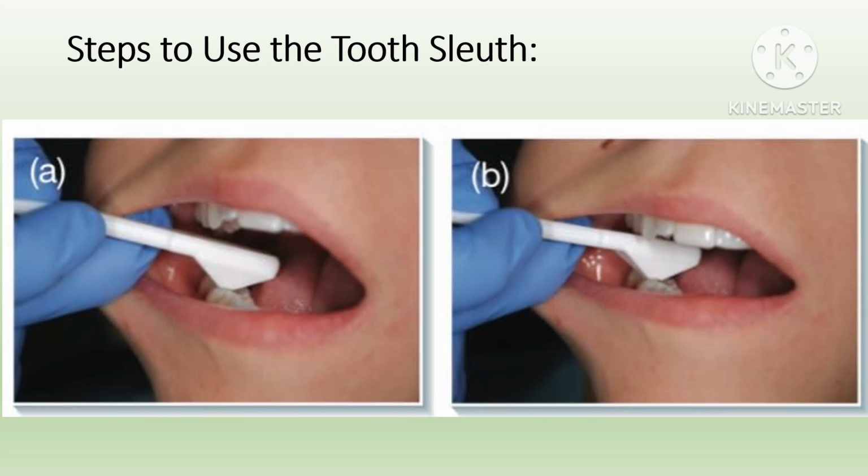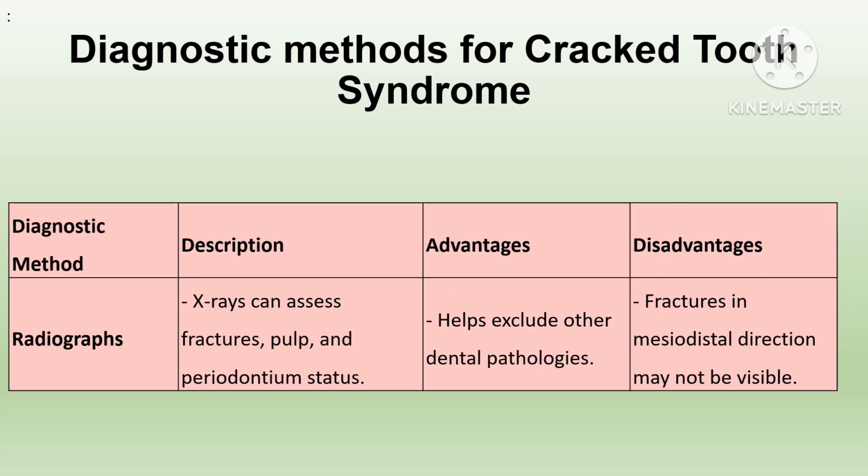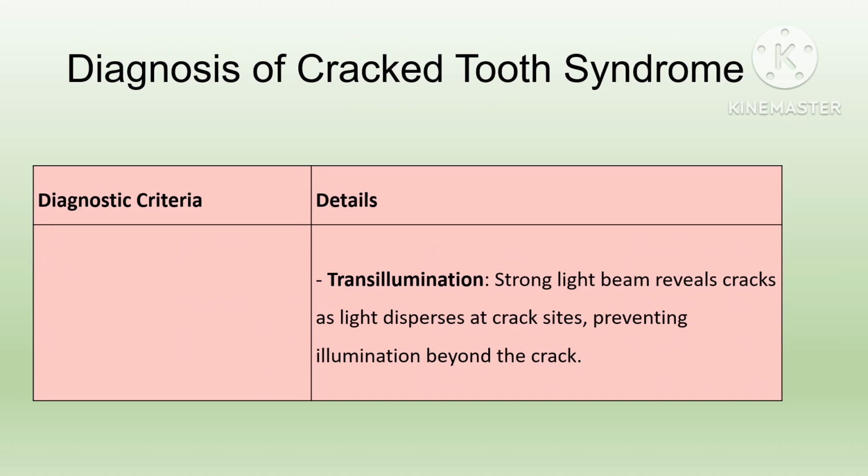Then the patient releases the bite. If the tooth has cracked, pain typically occurs when the pressure is released, helping pinpoint the affected tooth. Vitality tests are done to know the pulpal status, or the response of the tooth to hot and cold. Radiographs may also be taken to assess the status of the tooth structure.